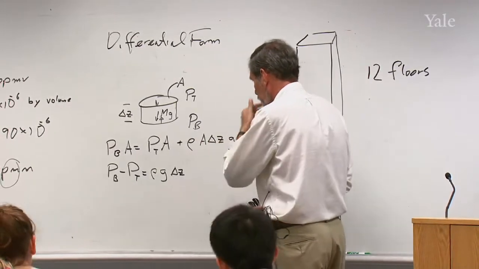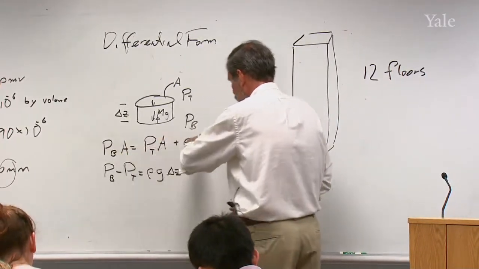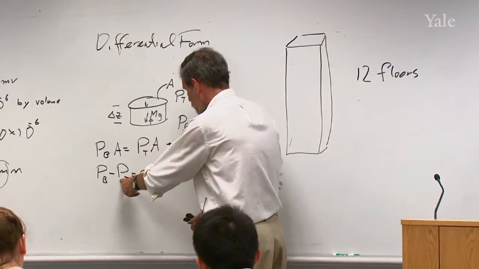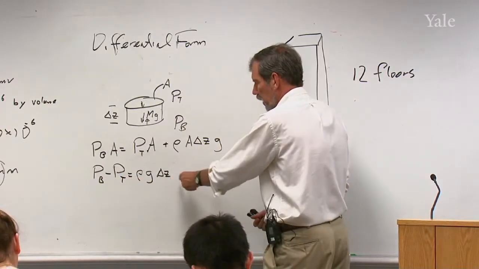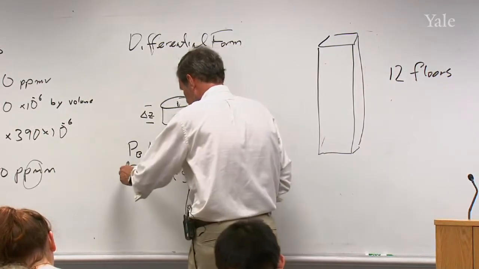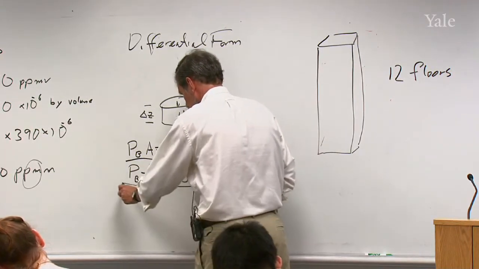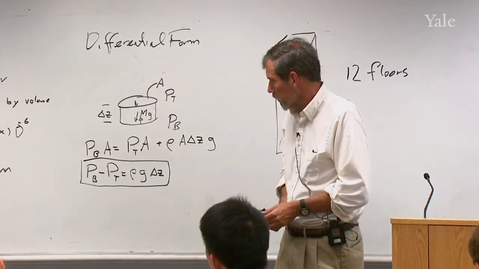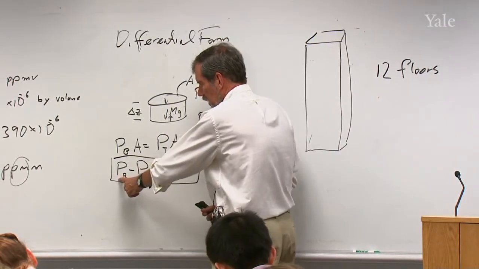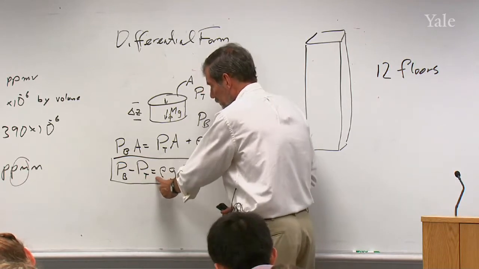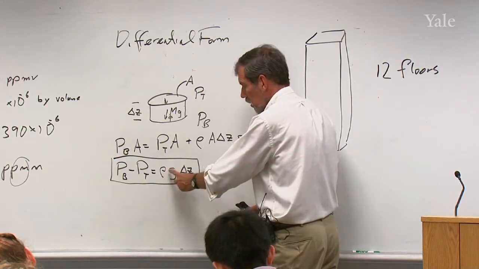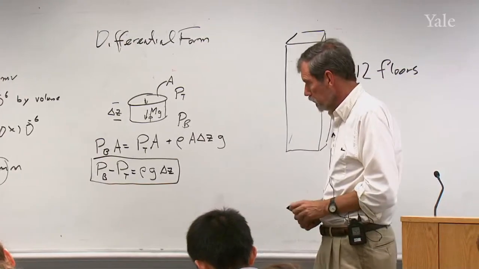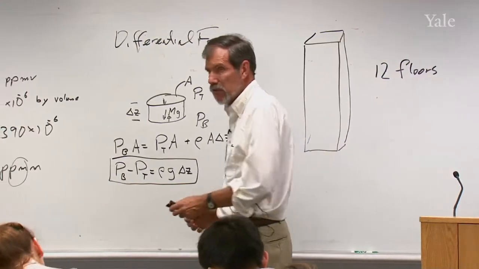Now, I want to simplify that formula a little bit, so I've noticed A appears in each of the three terms. So I cancel that out. I bring the P top over, and I keep the rho g delta Z on the right-hand side. And this is the formula that I've then derived for the hydrostatic law, extending over some small range of altitudes. It says that the pressure at the bottom is greater than the pressure at the top by an amount given by the product of the air density, the acceleration of gravity, and the height of the air chunk, the air parcel. Questions on that?